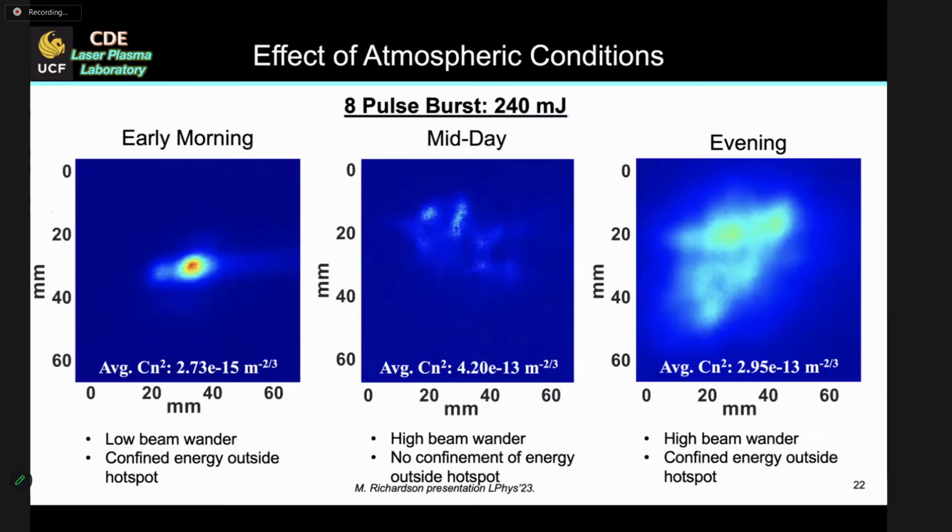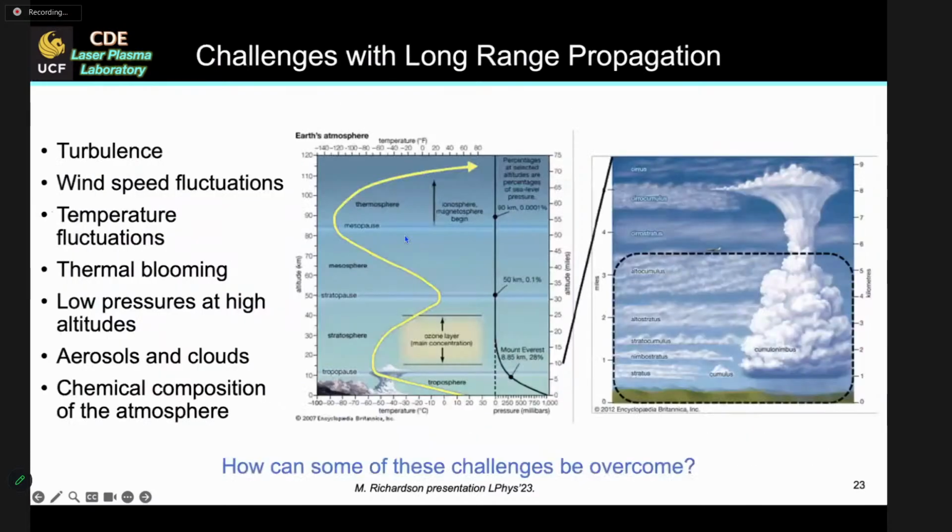These are images of those filaments taken at different times. As I briefly mentioned before, different times implies different levels of turbulence. And in fact, we've made those measurements of the turbulence. Here you see the turbulence can change from around 2 times 10 to the minus 15 down to 5 times 10 to the minus 13, so almost a factor of 20 or so in magnitude. And you see a significant difference in the propagation of the 8 pulse burst and in single pulses as well.